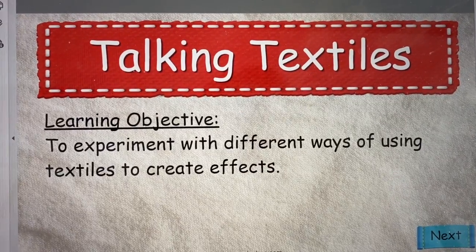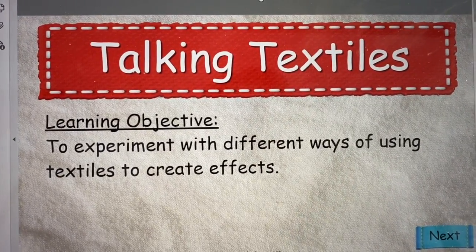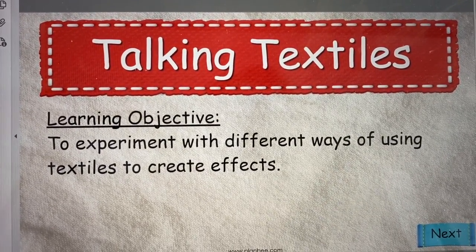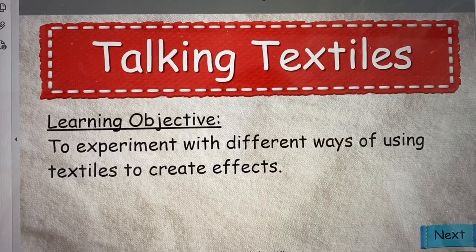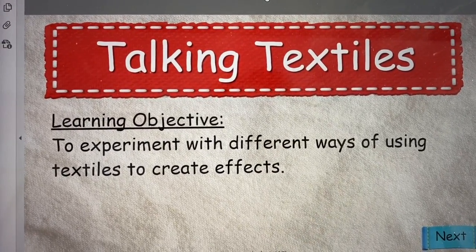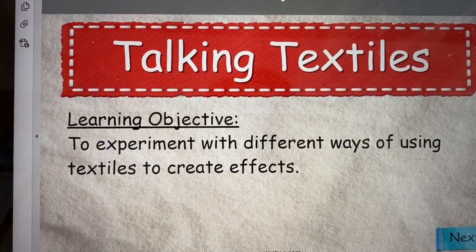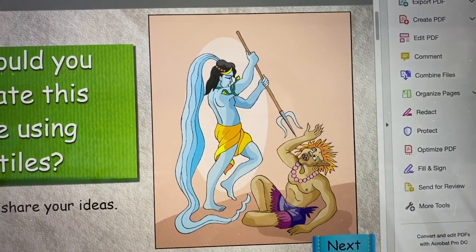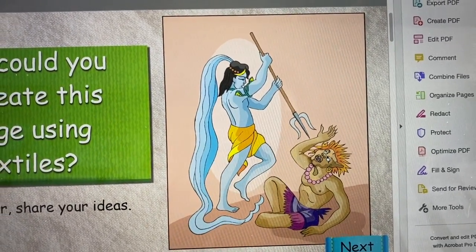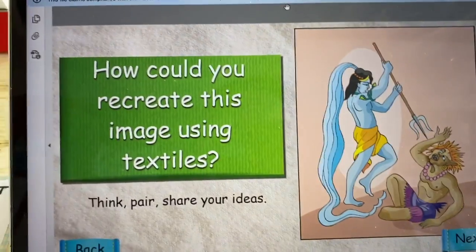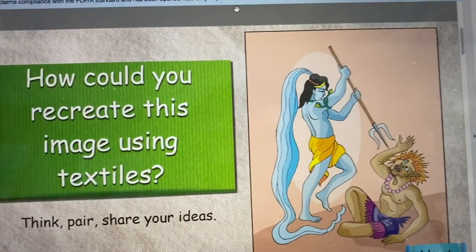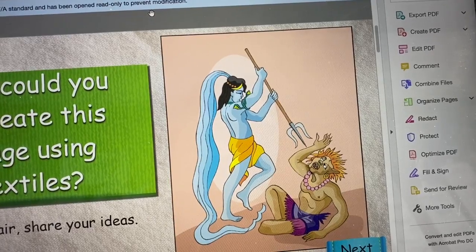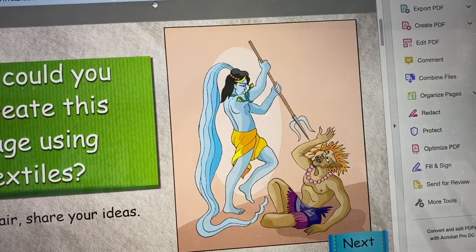So this is Talking Textiles lesson number 3. Today's learning objective, meaning that at the end of this lesson we will have experimented with different ways of using textiles to create different effects. First of all, I want you to take a look at this graphic image. It's obviously created on the computer. So how would you recreate this image using textiles? Have a think of how you could do that best.